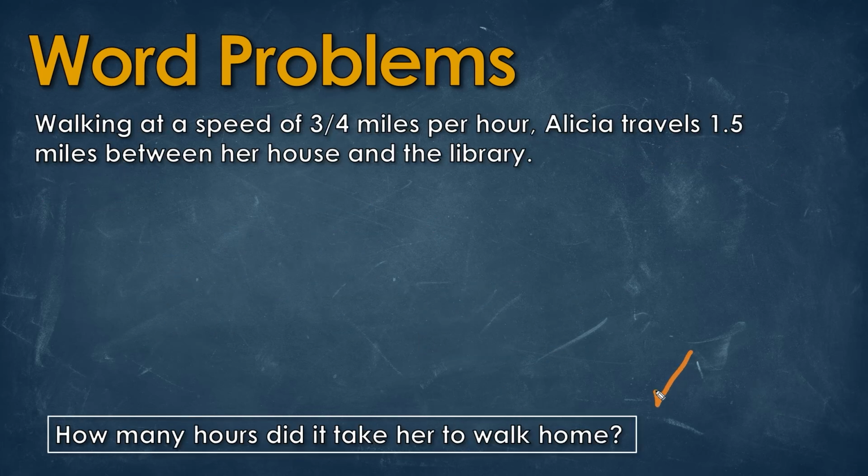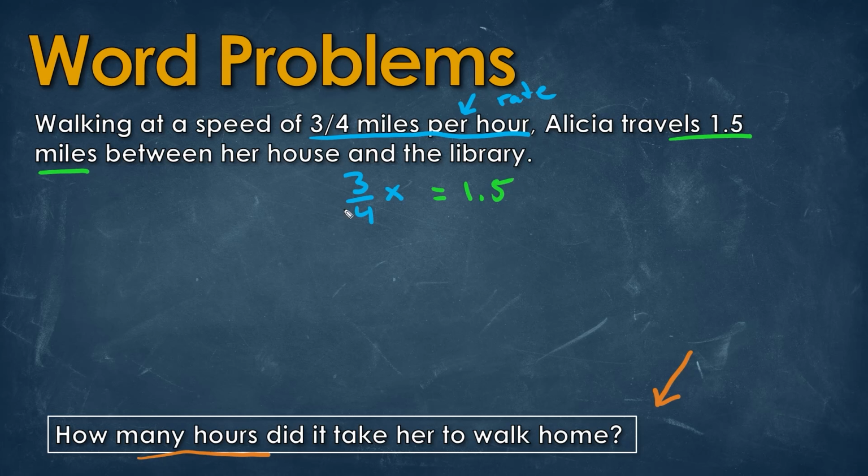For this question, we're trying to figure out how long it took Alicia to get home. And it tells us that we're looking for it in terms of hours. If we read the question, it says she's walking at a speed of 3/4 miles per hour. Now, when we see that word per, again, that means our rate, which means that we're going to have that 3/4 associated to our variable x. Now, it says that she travels 1.5 miles between her home and the library. So we're going to have 3/4x is equal to 1.5.